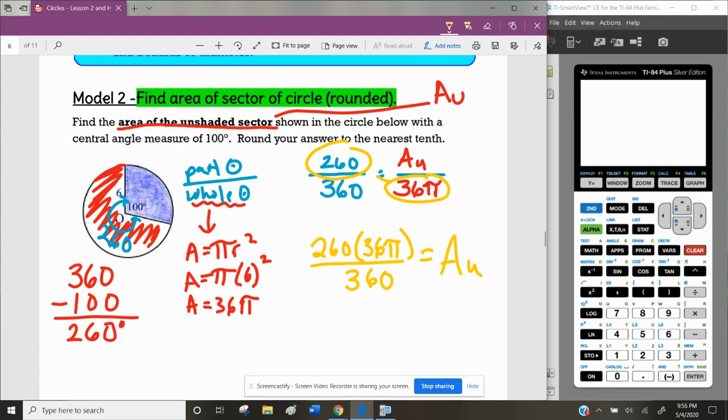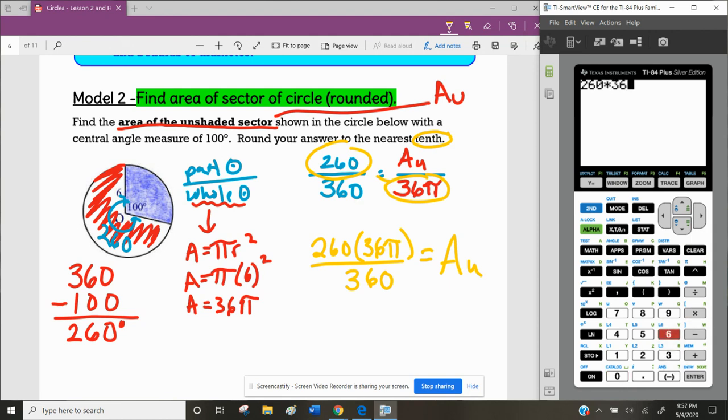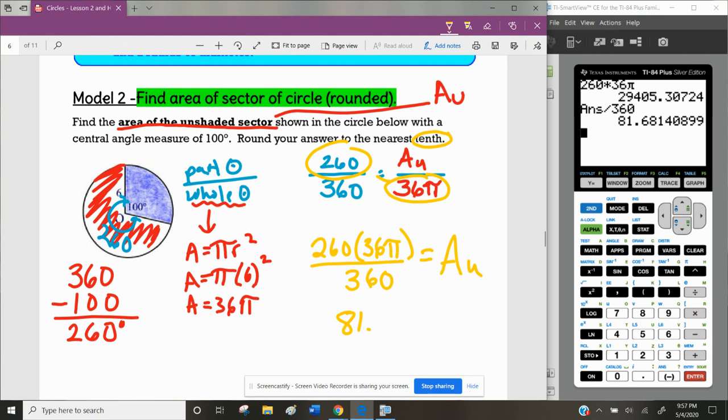All right, so since it says to round and I'm on my final calculation, we're going to type all of this in. Times 36 pi. Right, that's everything in the top divided by 360. All right, and we're going to round to the nearest tenth. So we get 81.68 approximately. So 81.7 units squared.